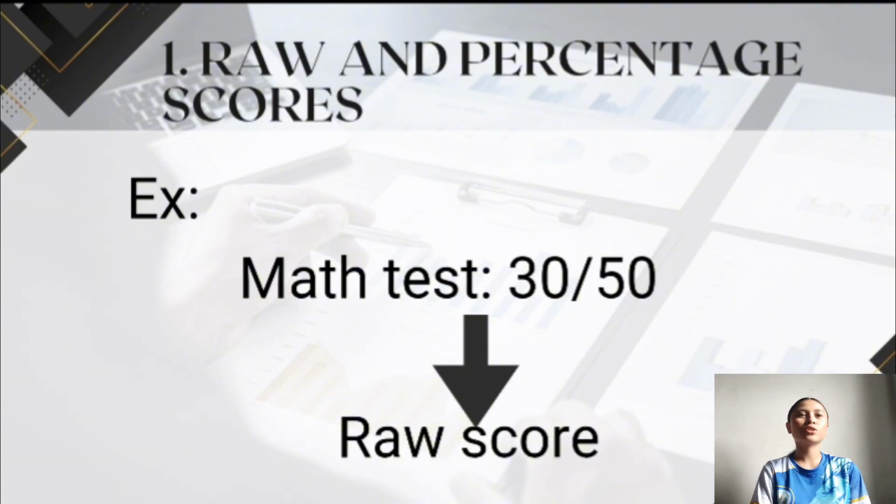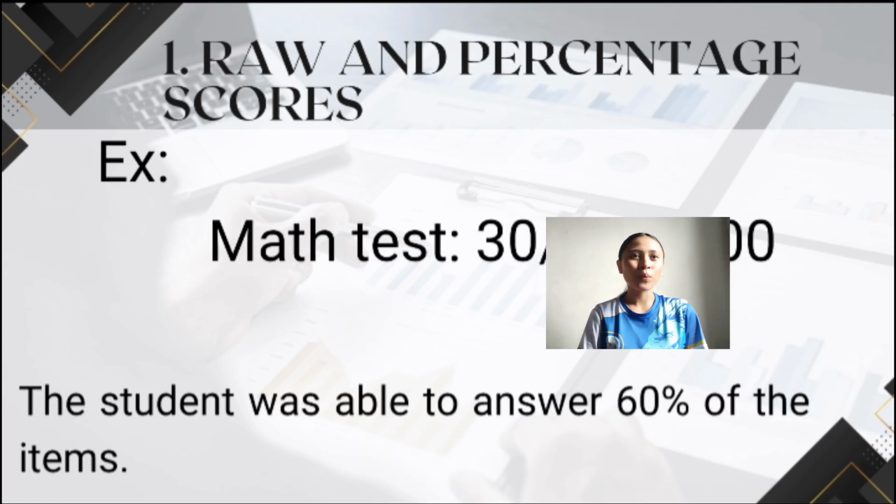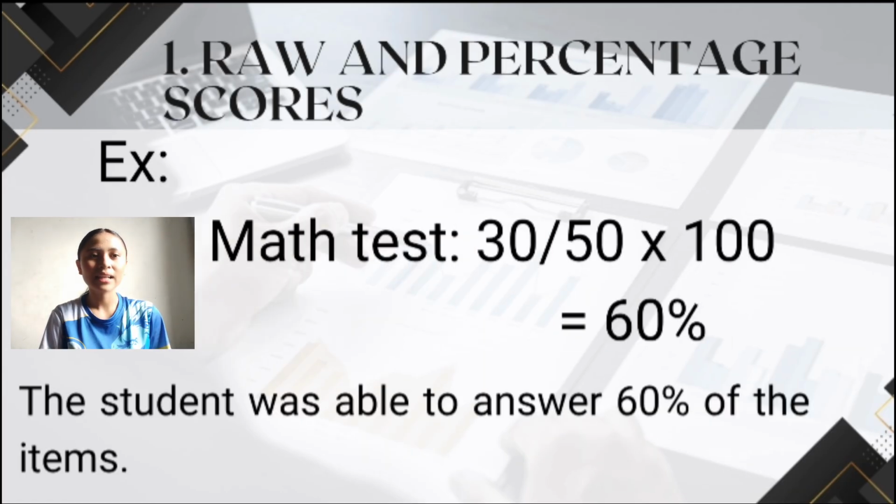On the other hand, to obtain the percentage score, we just have to divide the correct responses over the number of items in a test. So if the student got 30 correct responses out of 50, 30 divided by 50 is 0.6, and multiplied by 100 is equal to 60%. So the percentage score is 60. As a result, the student was able to answer 60% of the items.